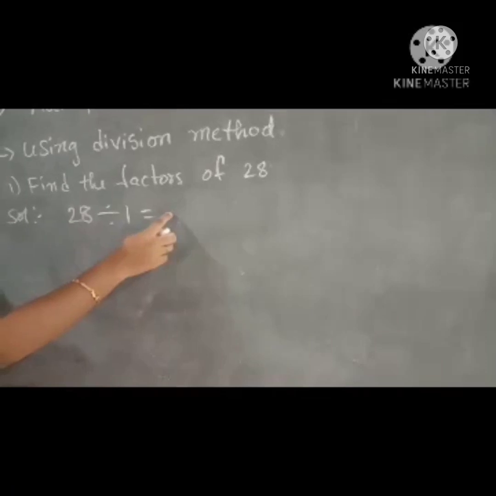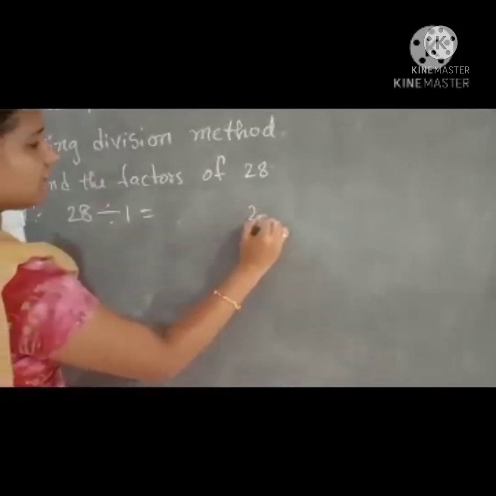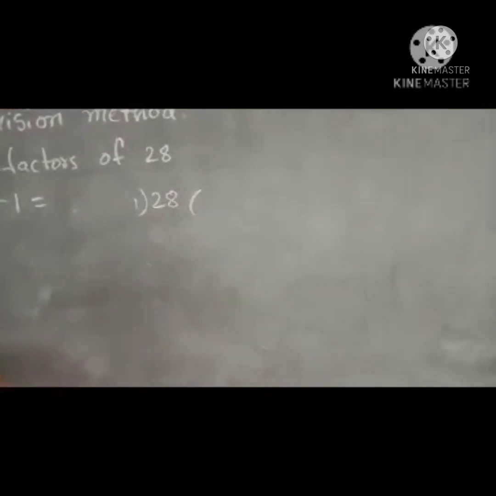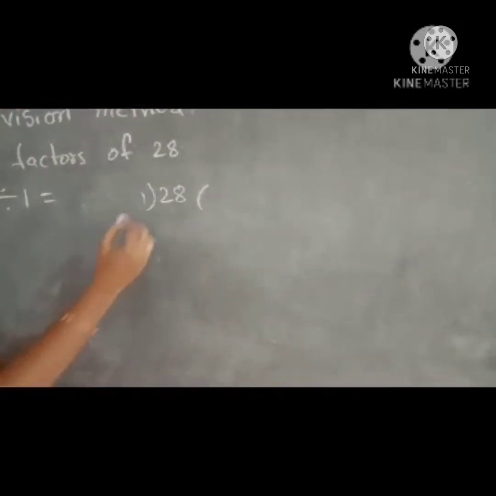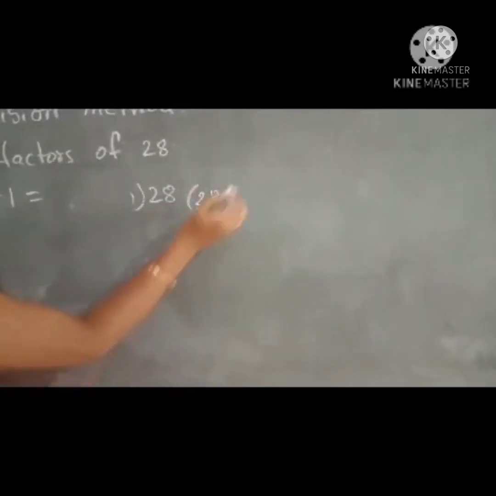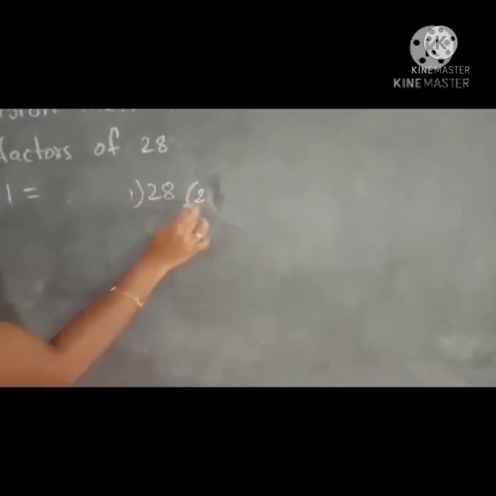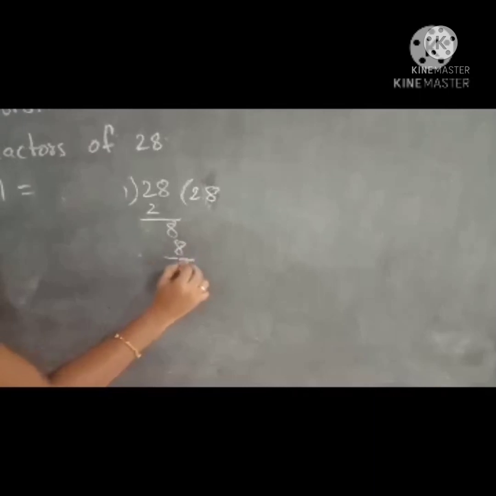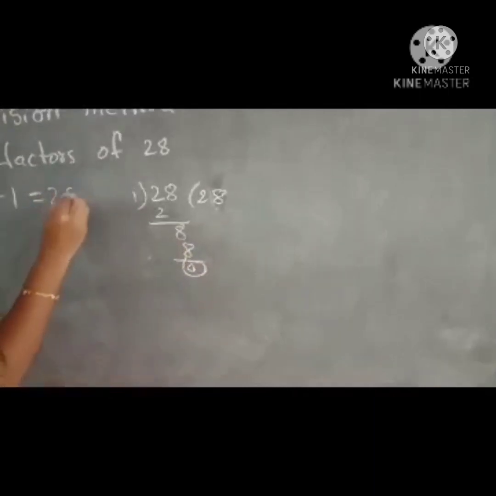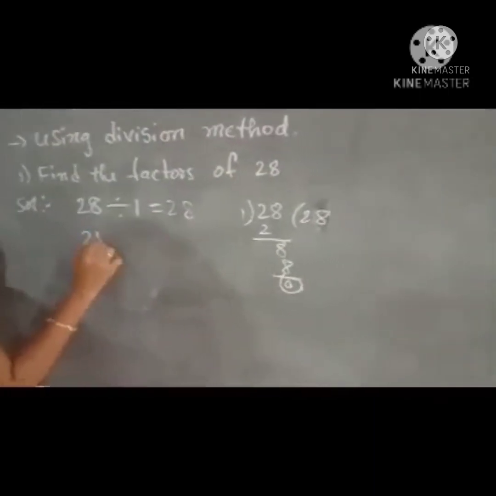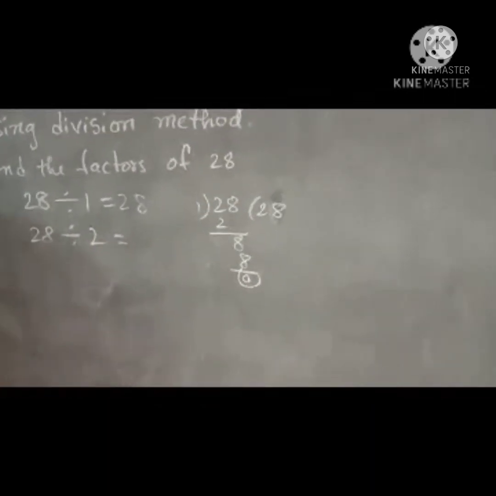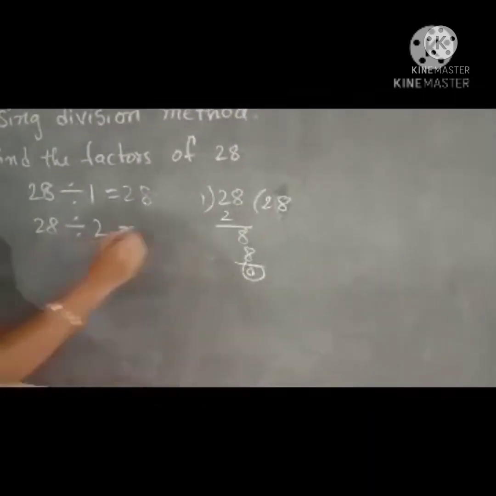Here we have to write the quotient. Okay, now see the number 28 by 1. How many times will the number be divisible? 28 times, no? See here, 1 2 is 2, next 8, 8 is 8. So 28 here. And next, 28 divided by 2. And again, which number do we have to divide by? By 2.